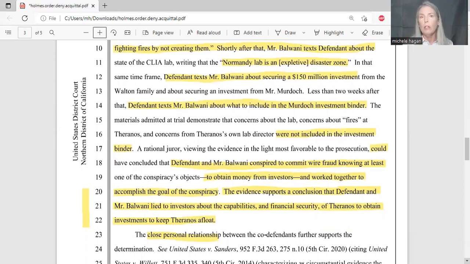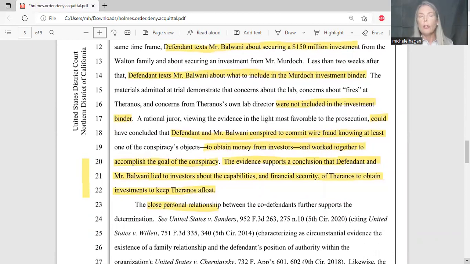Okay, so the judge also said that a lot of these concerns about the fires were not included in the investment binder. And a rational juror could have concluded that Holmes and Balwani conspired to commit wire fraud, knowing at least one of the conspiracy's objects. Do you see this? Holmes and Balwani conspired to commit wire fraud, knowing at least one of the conspiracy's objects, to obtain money from the investors, and worked together to accomplish the goal of the conspiracy. That's how the judge saw that evidence.